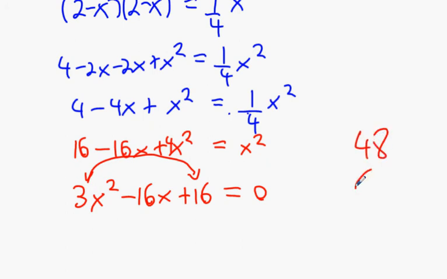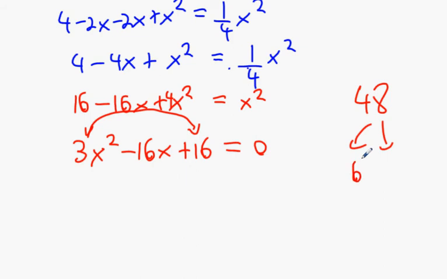48. Two numbers that will multiply to give you 48. 6 and 8. They'll add to give you 14. They won't make 16. Go fish. Try something else.